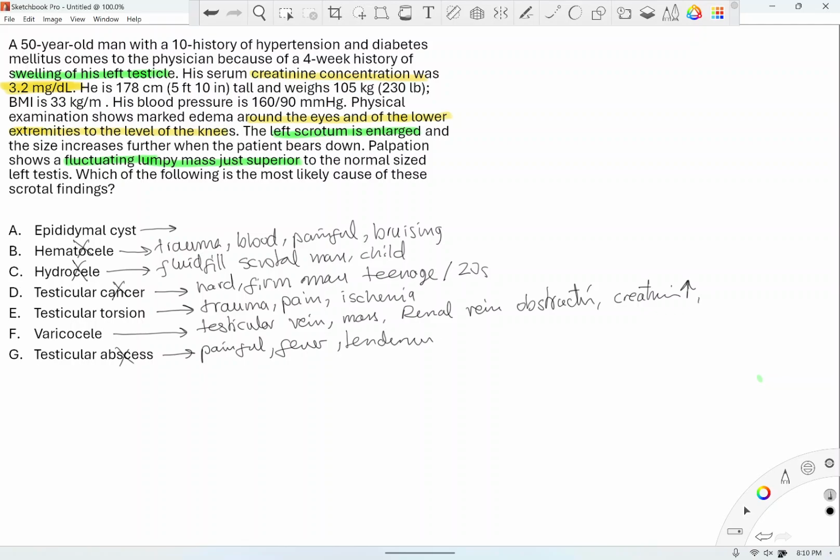Testicular torsion is sudden pain, trauma. This person doesn't have pain, so that's not it. And epidermal cyst is painless, so that's not it. The only thing that can make sense is varicocele. So let's choose varicocele as our answer for now, and let's see what varicocele is.